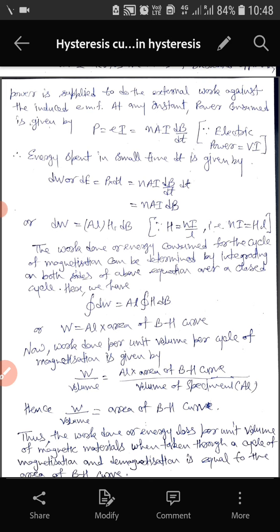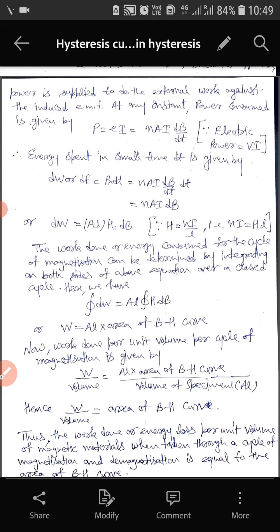So the work done or energy consumed for the cycle of magnetization can be determined by integrating both sides of the equation over a closed cycle. If we integrate this over the closed cycle, then the total work done will be AL into the integral of H dB, which is the closed integral of H and B of that hysteresis loop, given by the area of the BH curve. So the work done per unit volume per cycle of magnetization, W by volume, will be equal to the area of the BH curve. That is nothing but the work done per unit volume per cycle of magnetization.